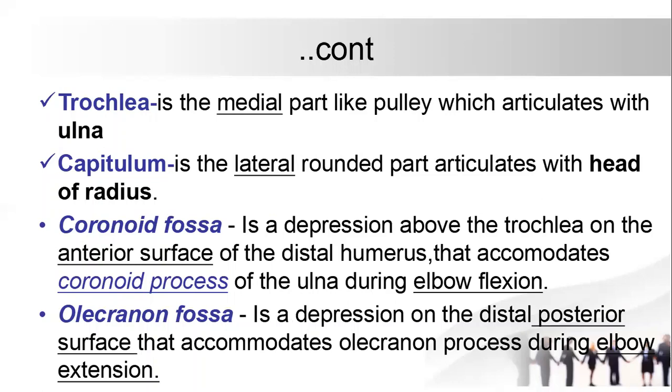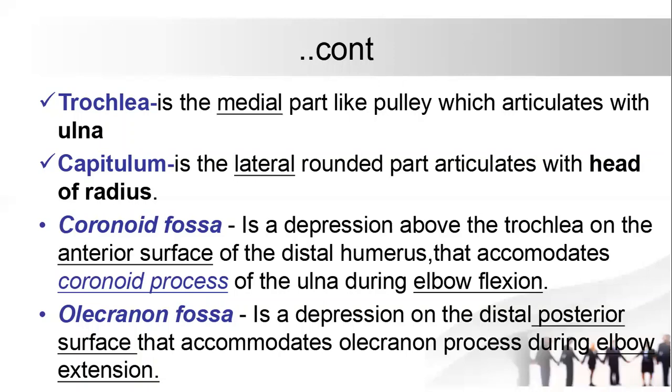So we have this joint known as the radiocapitellar joint. This is the joint formed between the head of radius and the capitulum of the humerus. We have the coronoid fossa. This is a depression above the trochlea on the anterior surface of the distal humerus that accommodates the coronoid process of the ulna during elbow flexion.